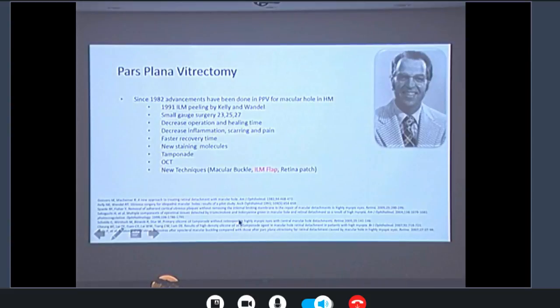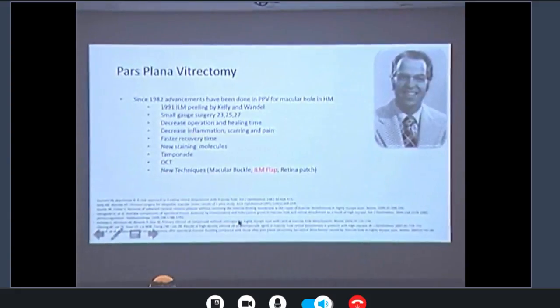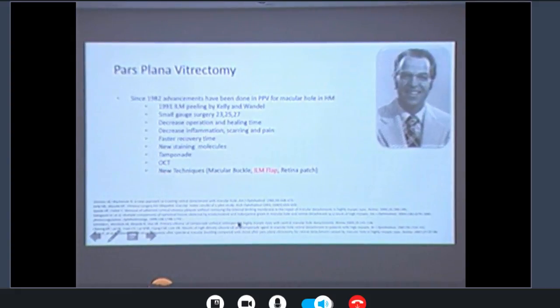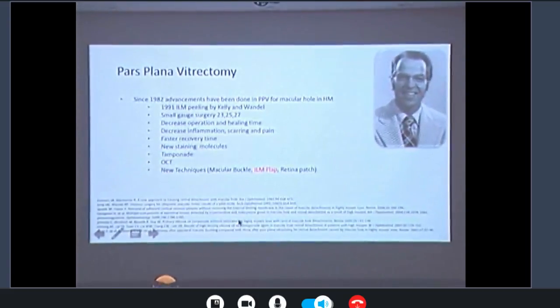We know that regarding macular hole in general, and of course also for myopic macular holes, a big advantage has been done with the pars plana vitrectomy. The man you see there on the left is not my father, it's just Robert Machemer, the inventor of vitrectomy. Since Robert Machemer invented the vitrectomy, a lot of advances came.